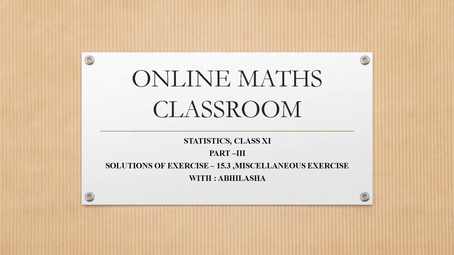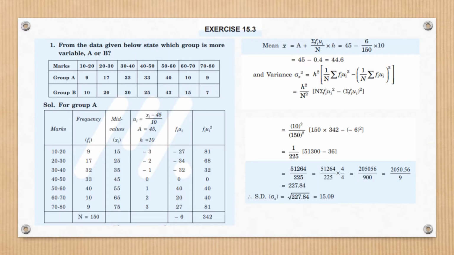This is part 3 of your statistics, and in this video we'll learn about solutions of exercise 15.3 and miscellaneous exercise. So let us start with it. Exercise 15.3, number 1 is: from the data given below, state which group is more variable, A or B.